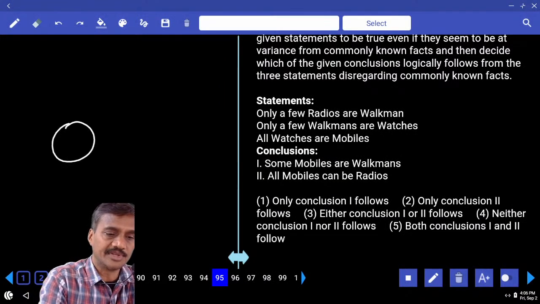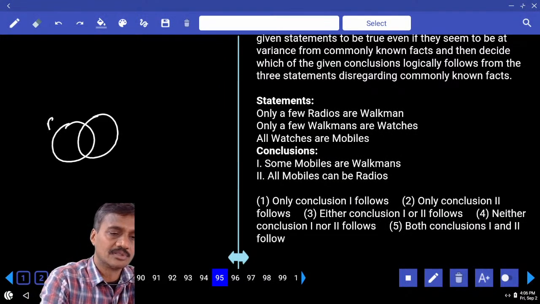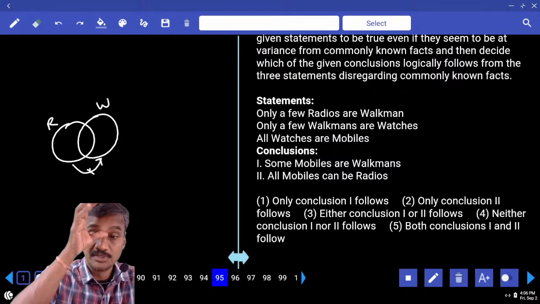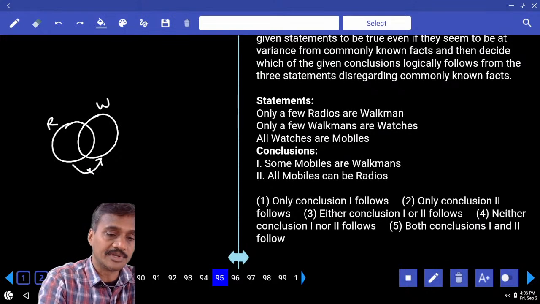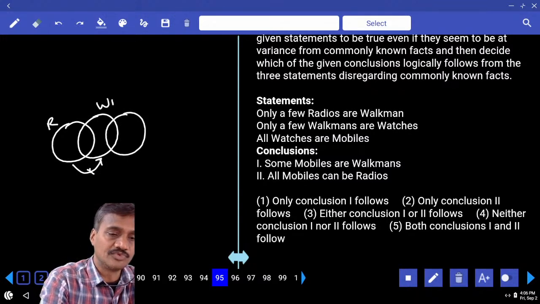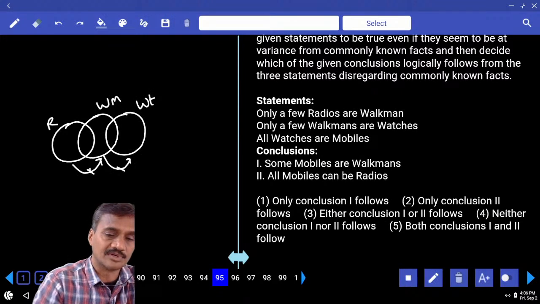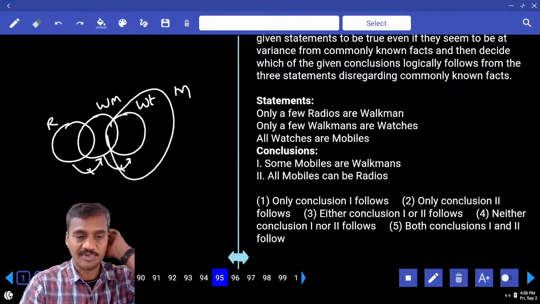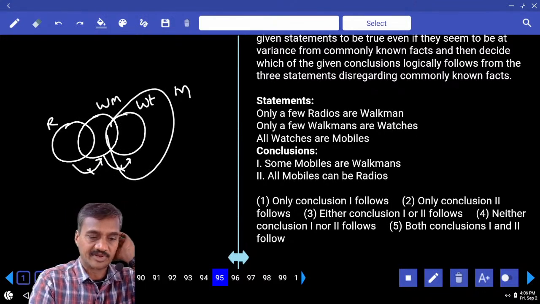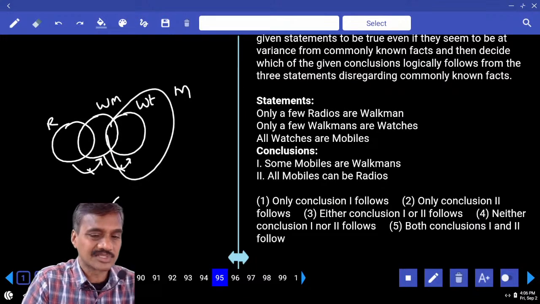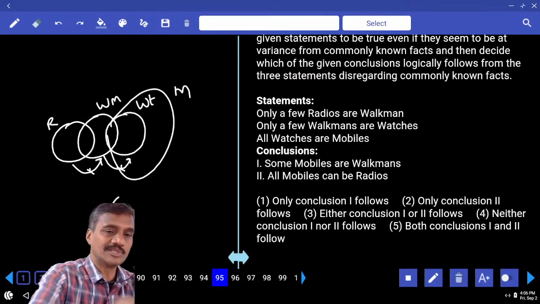Only some of the radios are Walkman, but not all. And only a few Walkman are watches. Only some Walkman are watches, but not all. All watches are mobiles. And first, some mobiles are Walkman. Definitely true. And all mobiles can be radios.